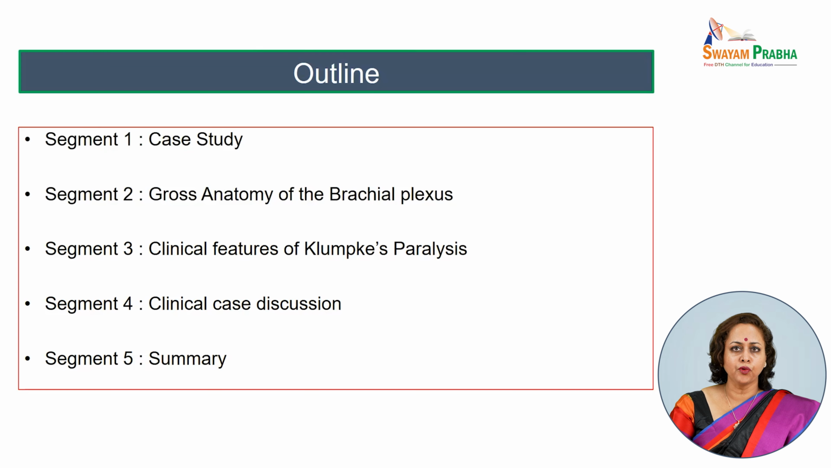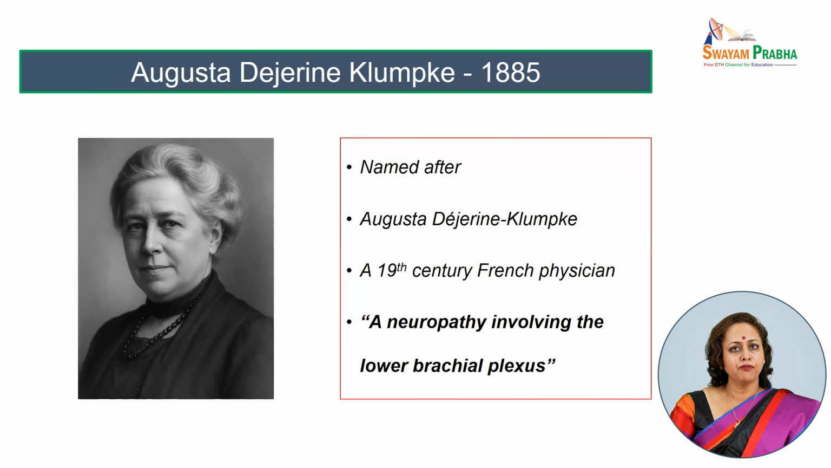Augusta Desjardins KLUMPKE in 1885 named a neuropathy involving the lower brachial plexus, named as KLUMPKE'S paralysis. She was a 19th century French physician and who was very dominant in her role at that time.